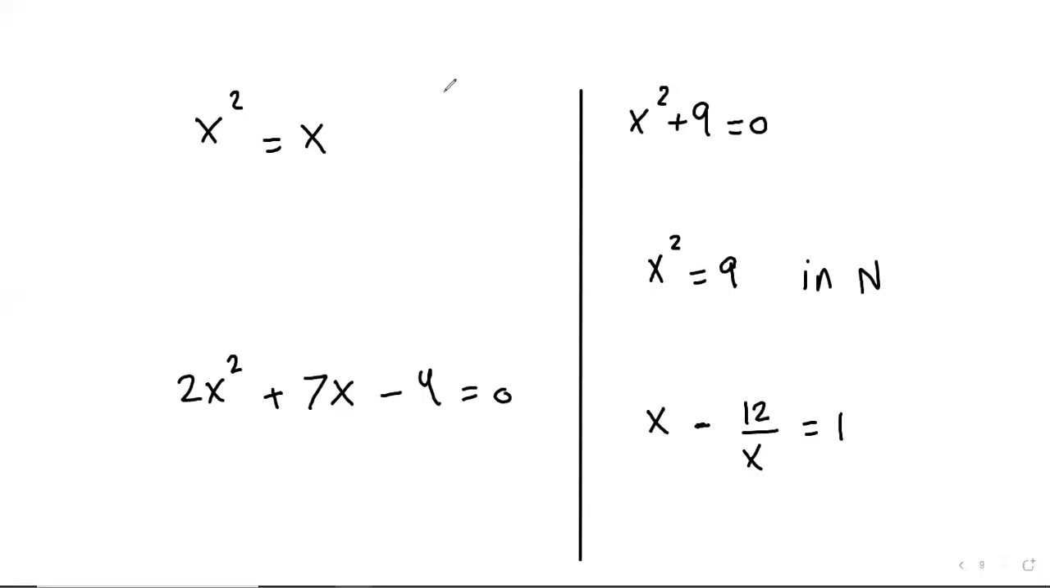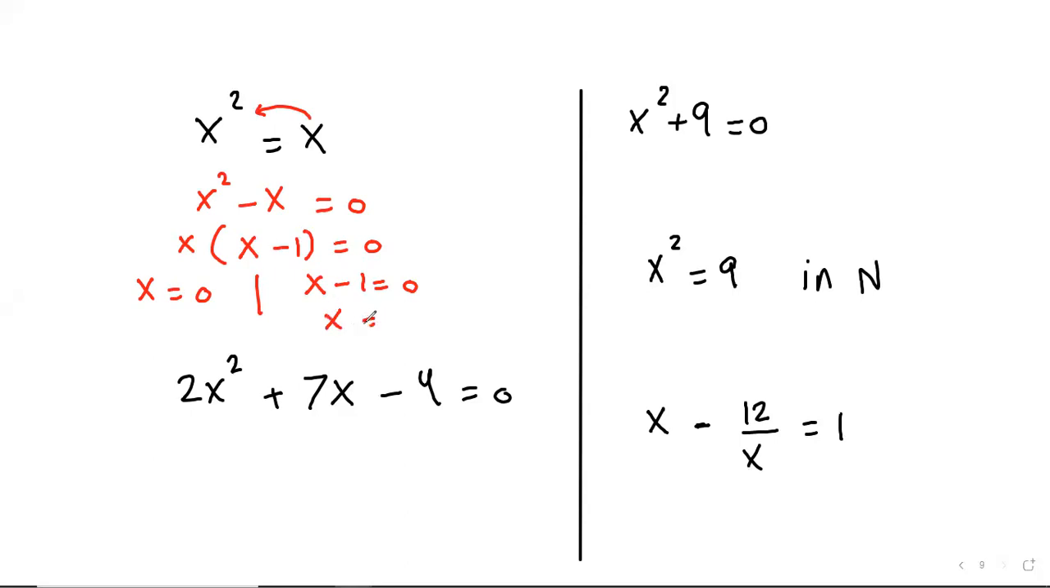If x to the power of 2 equals x, what is the value of x? Move x to the other side, so x to the power of 2 minus x equals 0. Then take x as a factor, and you are left with x times (x minus 1) equals 0. Then we have two solutions. The first one is x equals 0. And the second solution, x minus 1 equals 0, so from that, x equals 1.